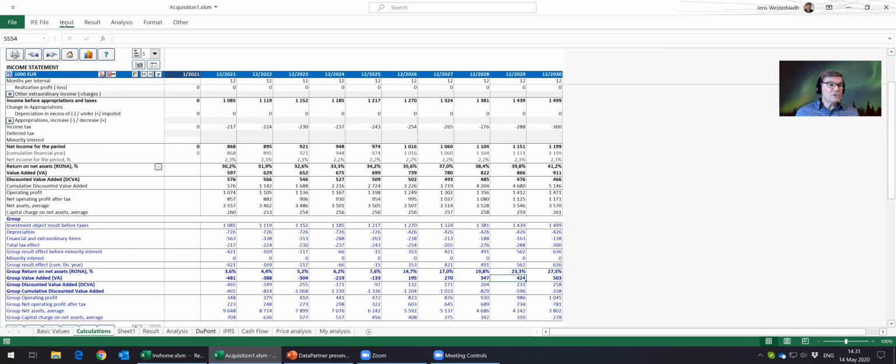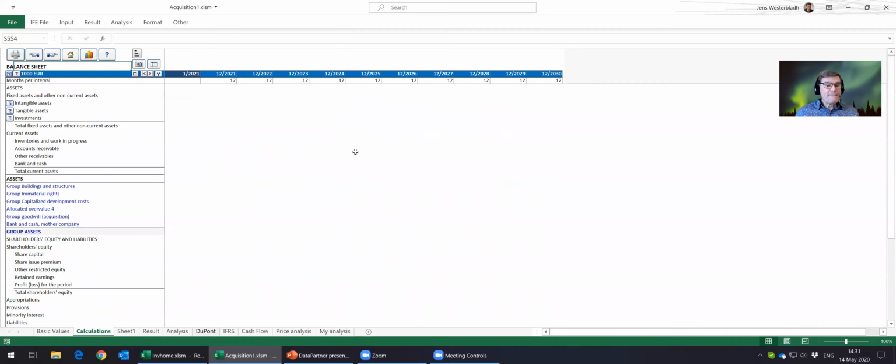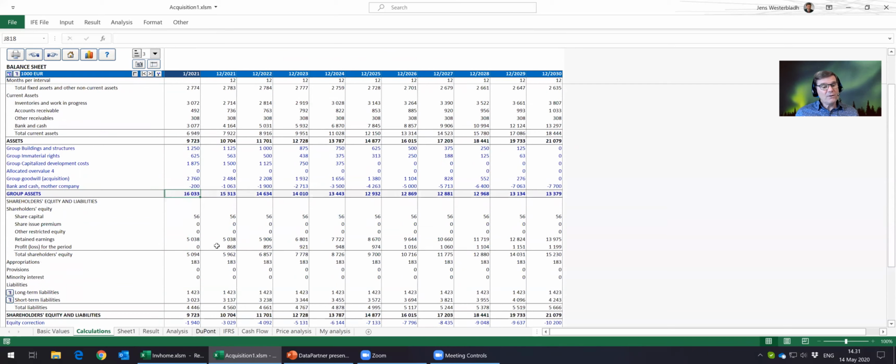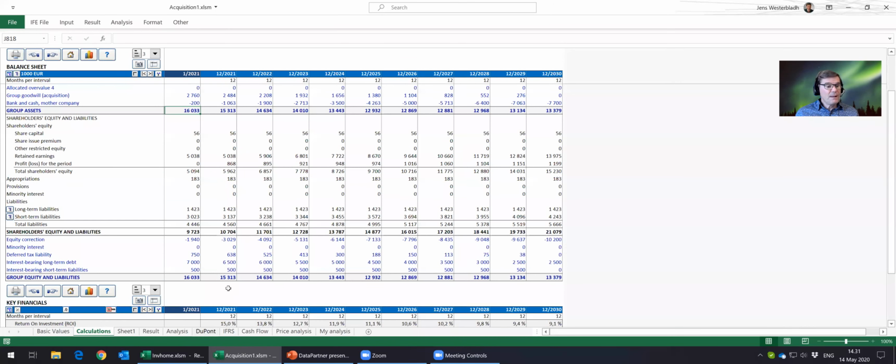In the same way we have blue lines in the balance sheet, which show the assets, how they change in the group financial statements, how the balance sheet grows, and on the other side the long-term debt, short-term debt, tax liabilities, and equity correction.